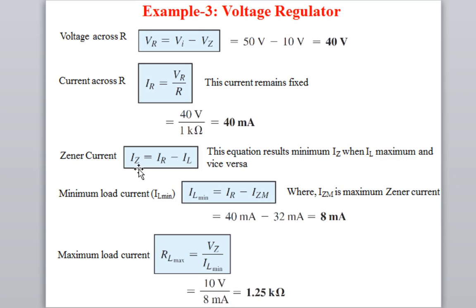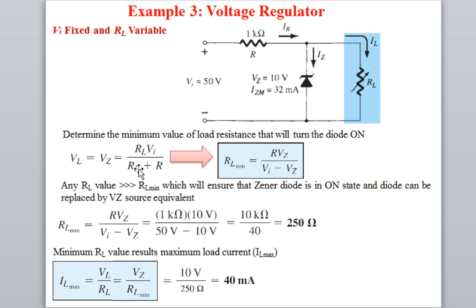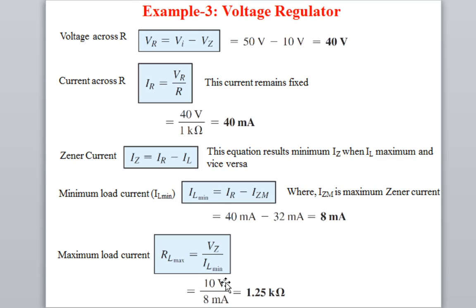So minimum load current, how much will flow? We have calculated the maximum load current, that is 40 milliampere. So how much minimum load current flows can be found out. Obviously, when IZ is maximum, IL is minimum. So if IL will be minimum, then IZ will be maximum. So we can find out IL minimum with IZ maximum. IL minimum will be equal to IR minus IZ maximum.